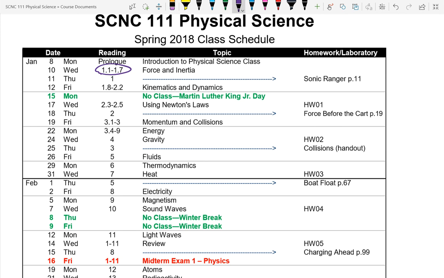So it'll be chapter 1, sections 1 through 7, talking about force and inertia on Wednesday. On Thursday, we don't have a lecture, but we'll be doing the lab Sonic Ranger, which is page 11 of this. So you know beforehand which one you're going to be doing. You can read it and be ready when you come to lab. And then our first homework assignment is due on Wednesday. It just says here HW01. I haven't actually put it yet in Moodle, but the actual assignment will be uploaded in Moodle so you can copy it, put it in your word processor, whatever you want to help you in doing your solutions.